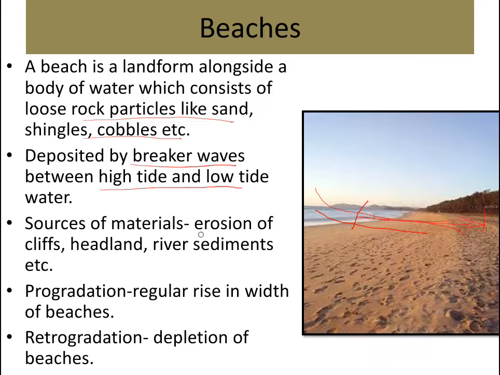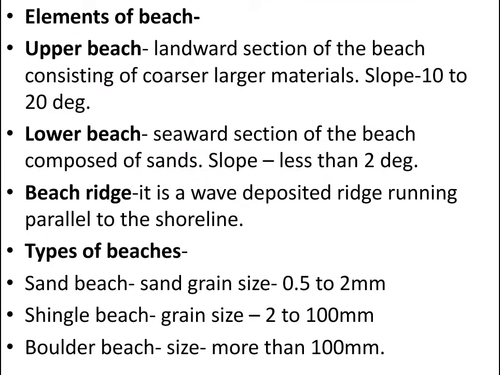Source of materials: erosion of cliffs, headlands, and river sediments. All these are eroded and these sediments are brought here and deposited here. Progradation is a regular rise in the width of the beaches. If the width of the beaches increases, it is called progradation. Suppose the width of the beaches decreases, then it is called retrogradation.